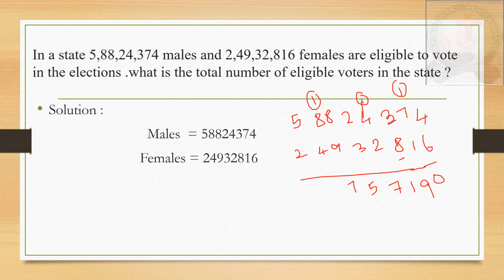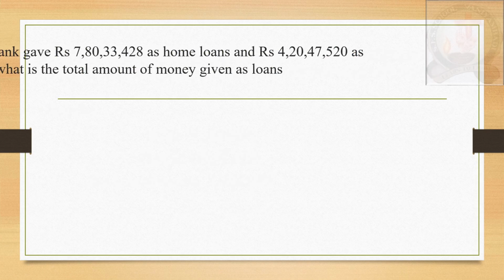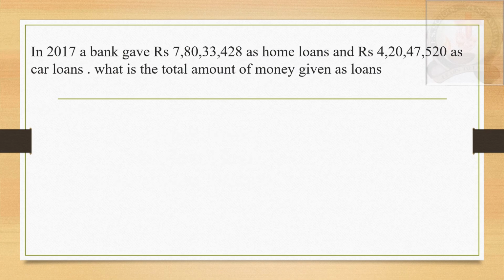8 plus 9 is 17. For 17, write 7 and carry 1 to the next digit. 1 plus 8 is 9. 9 plus 4 is 13. For 13 you should write 3 and carry 1 to the next digit. So 1 plus 5 is 6, 6 plus 2 is 8. If we put commas, you will get it like this. So the total is 8 crore 37 lakh 57,190.